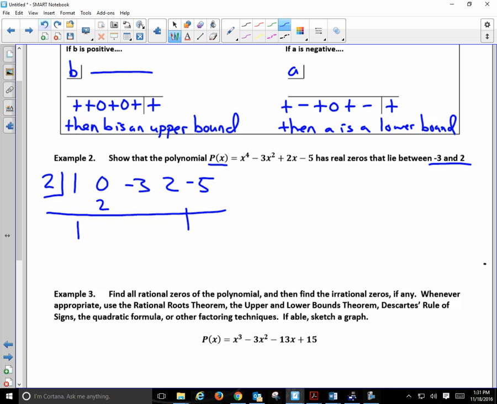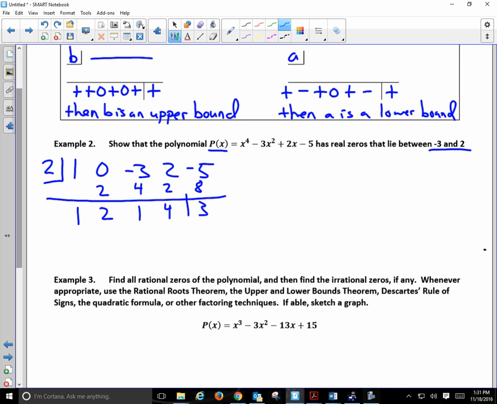I get 2, 2, 4, 1, 2, 4, 8, 3. What do you notice about all your resulting coefficients? They're all, and actually the term is they're all non-negative. So meaning 0 can pop up. Okay?